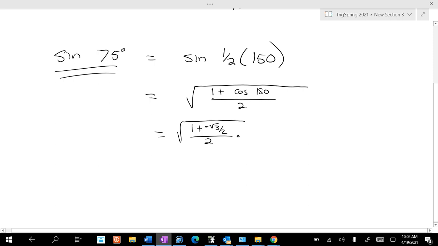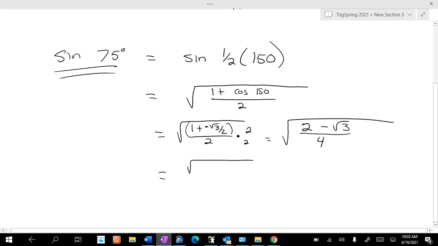Now, since we have a complex fraction in there, we're going to multiply the top and the bottom by 2 to get rid of that top fraction. So it's the square root of 2 minus the square root of 3 over 4. See what just happened there? Distributed the 2 on the top. 2 times 1 is 2. 2 times square root of 3 over 2 is just square root of 3. And then 2 times 2 is 4. And then we take the square root of the top, which is the square root of 2 minus the square root of 3, and the square root of the bottom, which is, what's square root of 4? 2.